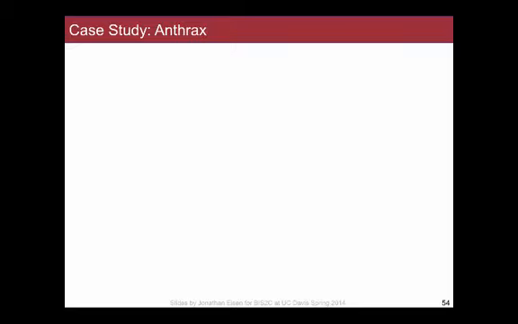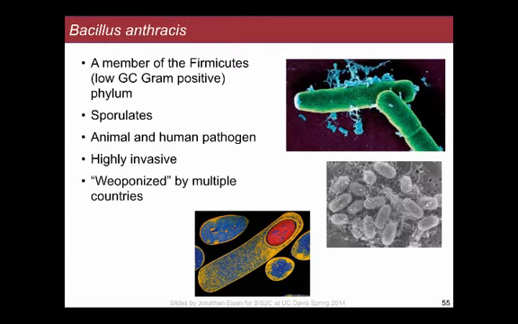So I'm going to do another case study here of a human pathogen. In this case, I would recommend against drinking anything containing anthrax in a sample. Anthrax is a member of the Firmicutes phylum. So we've talked about the Firmicutes before, the low GC gram-positives. Anthrax is caused by a bacterium called Bacillus anthracis. It sporulates like other members of the Firmicutes phylum.